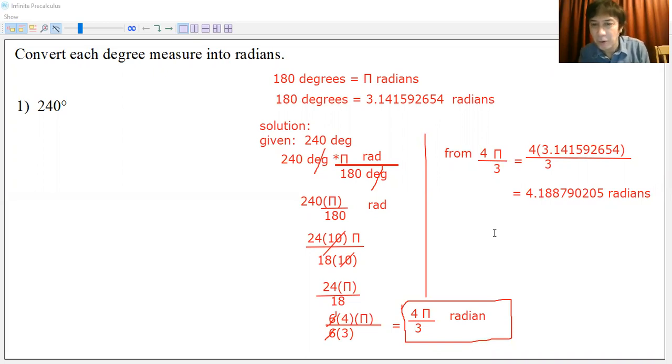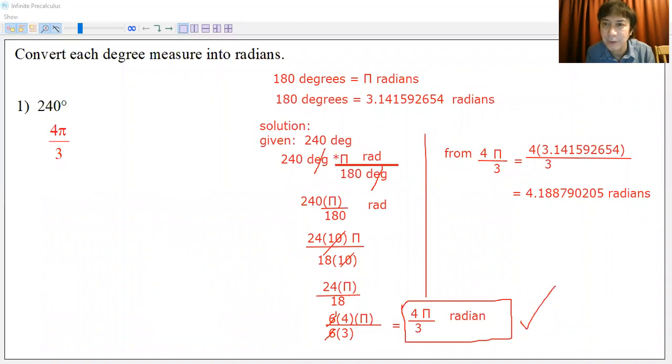So 4 pi over 3 is 4.2, if you're going to round it to the nearest tenth, 4.2 radians. All right, let us see the computer's answer in terms of pi. There, it's 4 pi over 3, exactly what we have over here.